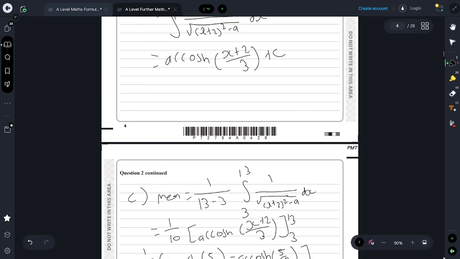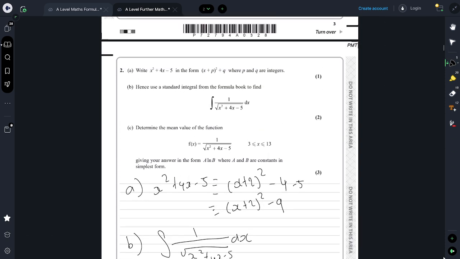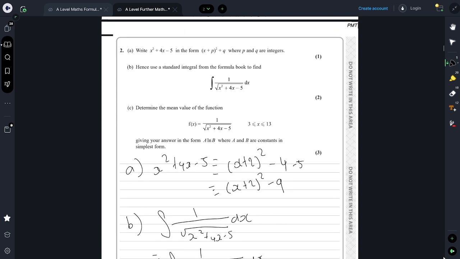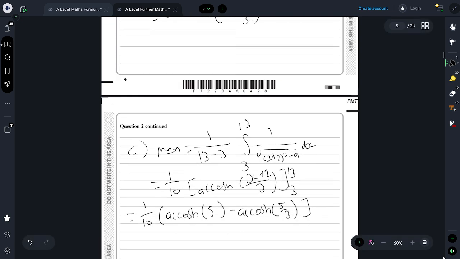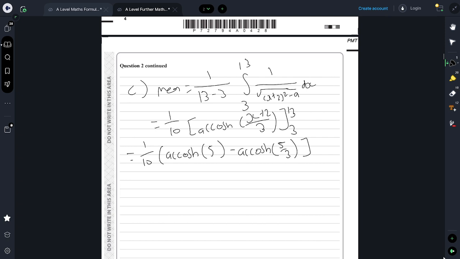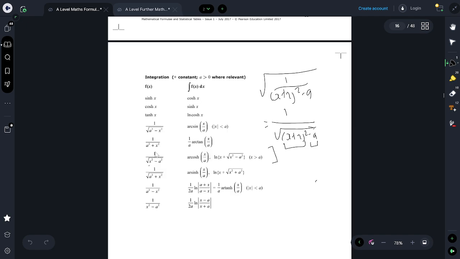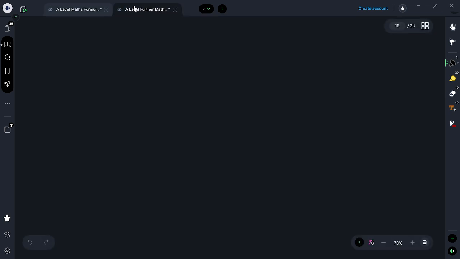Okay, so we can't do anything more with that as it is, but it says give an answer in the form a ln b, so it's in logs. We need to get this to logs, and you should remember what's in the formula book, the alternative to arcosh x over a. Arcosh x over a is equal to ln, and we're going to note this down.